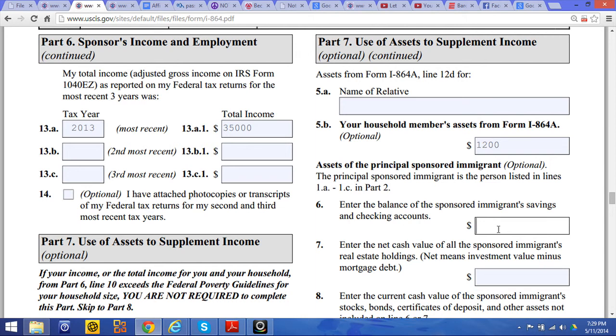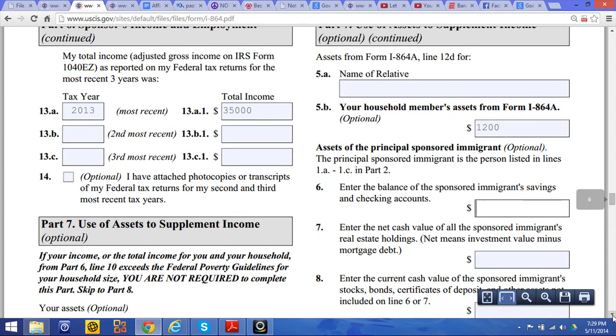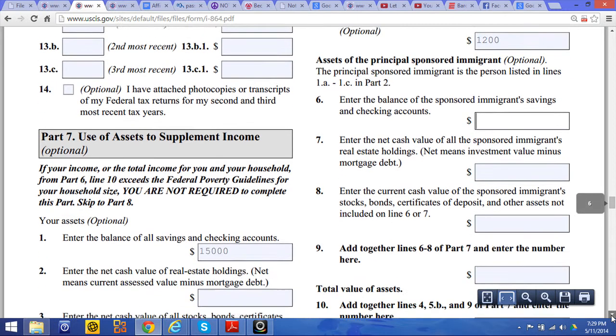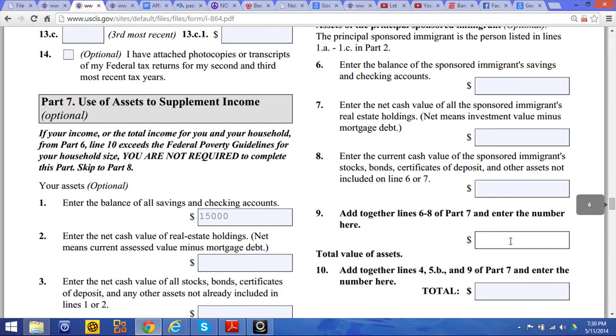You see what, that's really nice. You can even use the assets of the sponsored immigrant. This person may be overseas, or may also be in the USA. We know there are some people who are still on a visa and are in the USA. So you will put here the savings and checking accounts for the intended immigrant. If the intended immigrant has some real estate, you will put it here. And this here will be the total. Let me give an example: 2,000 total assets of the intended immigrant.